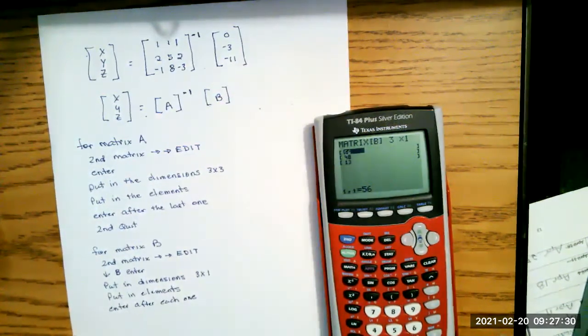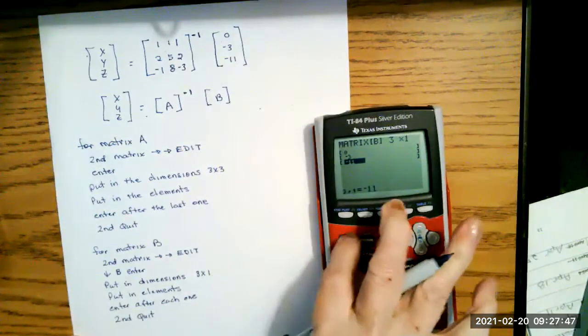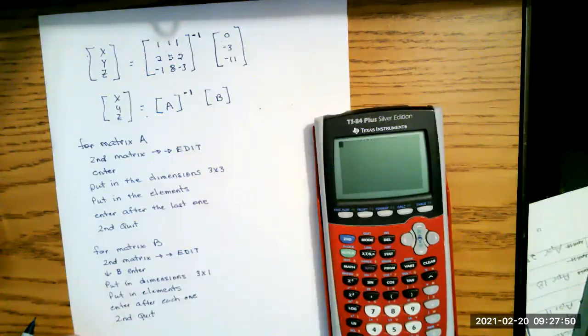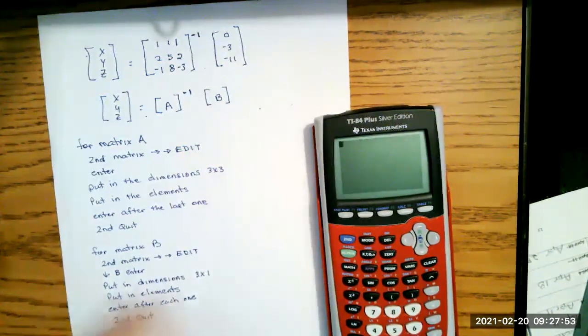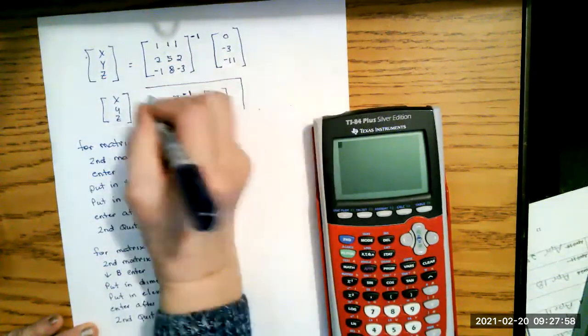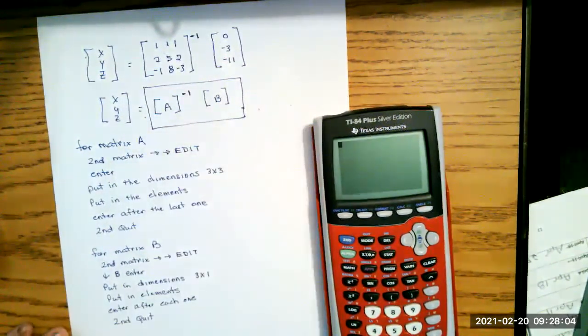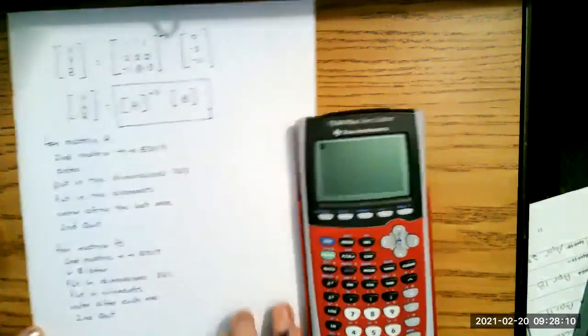And let's see if we can do that. 0, enter, -3, enter, -11, enter. Don't forget to enter on the end. Now to get out of it, you do second, quit, which is the key right next to second. And you have a blank screen. All right, so now what we want to do is to get our screen to look like this up here. Matrix A inverse matrix B. If we multiply those, we will get our answer. So let's see how we do that.